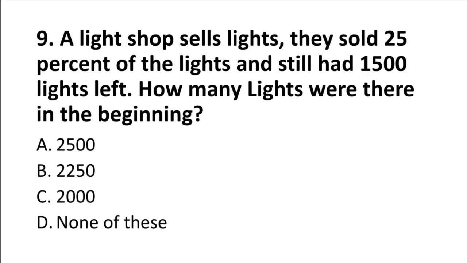MCQ number 9. A light shop sells lights. They sold 25% of the lights and still had 1500 lights left. How many lights were there in the beginning? Options are option A 2500, option B 2250, option C 2000, option D none of these.